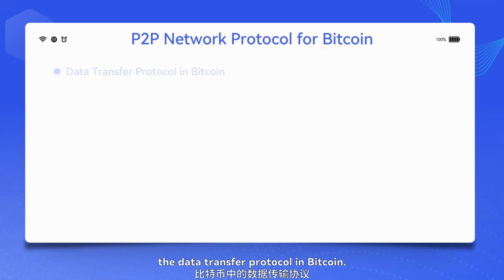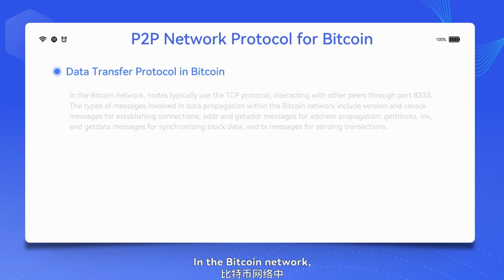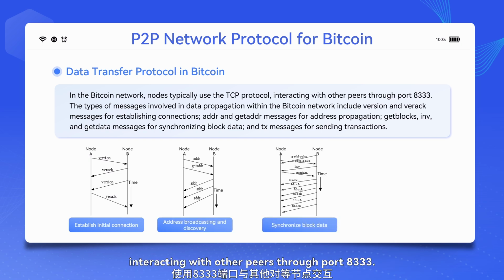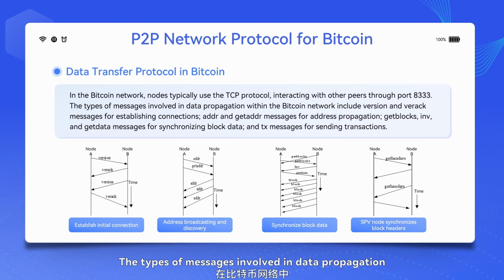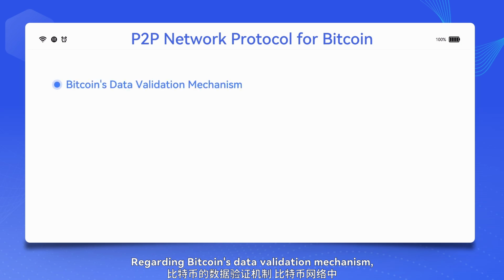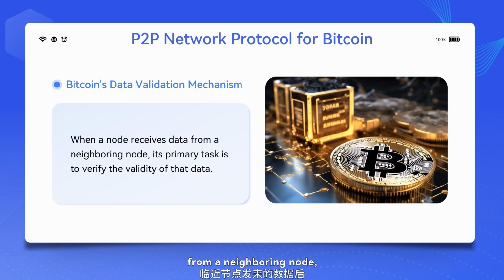Next, let's explore the data transfer protocol in Bitcoin. In the Bitcoin network, nodes typically use the TCP protocol, interacting with other peers through port 8333. The types of messages involved in data propagation within the Bitcoin network include version and verack messages for establishing connections, addr and getaddr messages for address propagation, getblocks, inv, and getdata messages for synchronizing block data, and tx messages for sending transactions.